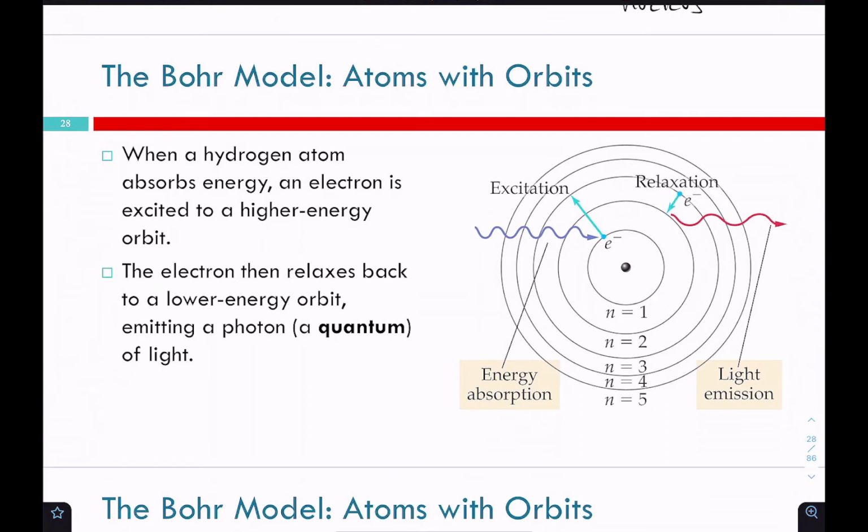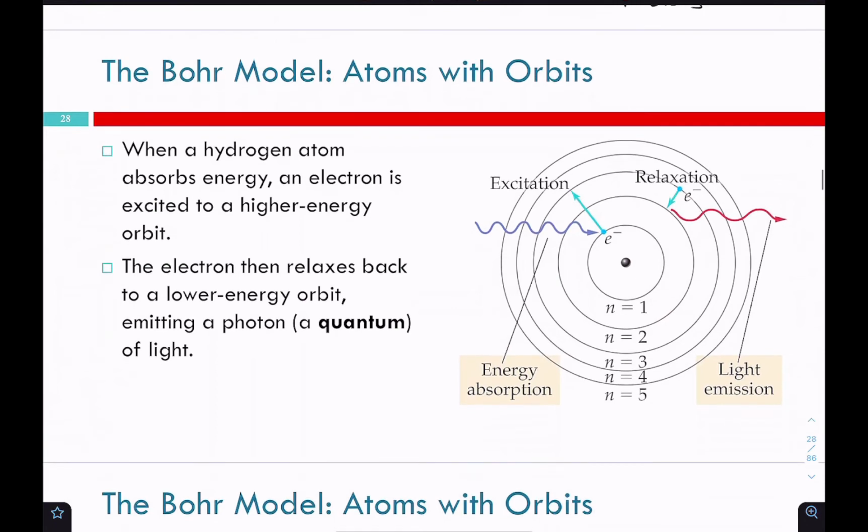So as it relaxes back down to a lower orbit, it emits light of a certain frequency depending on how far it jumped up. So if it absorbs a lot of energy, it'll jump up to a much higher orbital, like 3 or 4 or 5. If it absorbs a little bit of energy, then it'll jump up to 2. And then the amount of energy that comes out is determined by how far it relaxes. So the photon, that light that it emits, is also called a quantum. And the wavelength of that light depends on that relaxation.